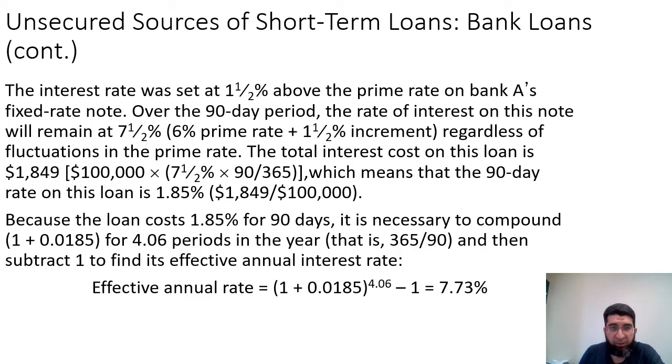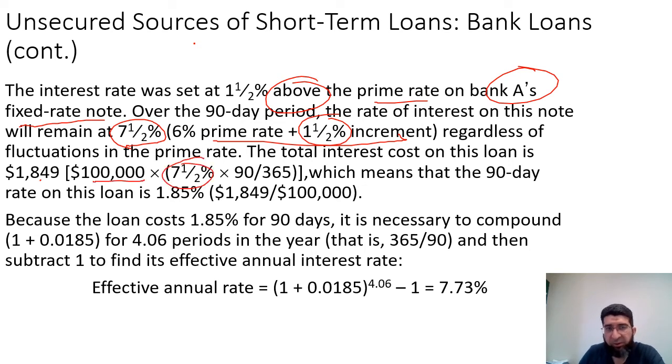So in the first one, Bank A, the interest rate was set at 1.5% above the prime rate on Bank A's fixed rate note. Over the 90 day period, the rate of interest on this note will remain 7.5%. So 1.5% plus 6%, this becomes the increment, as we discussed earlier, regardless of fluctuation in the prime rate. The total interest cost on this loan is $1,849, on the $100,000 borrowed.